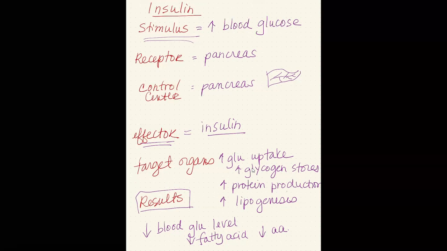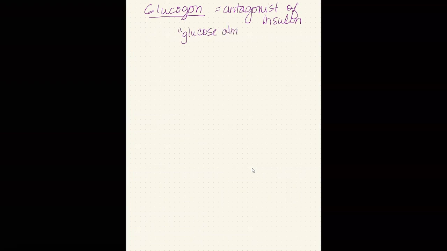Now the next one, we want to do glucagon. Glucagon is the antagonist of insulin. So what's an antagonist? It's exactly the opposite, so it's going to do the opposite of what insulin does. One of the tricks to remember is that glucagon is released when the glucose is almost gone.